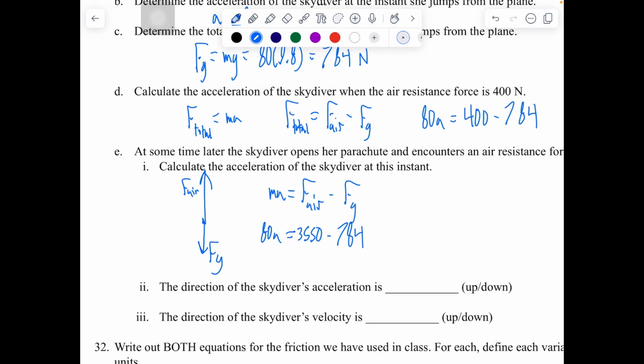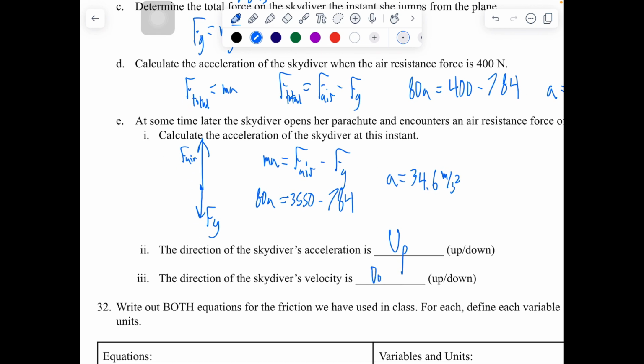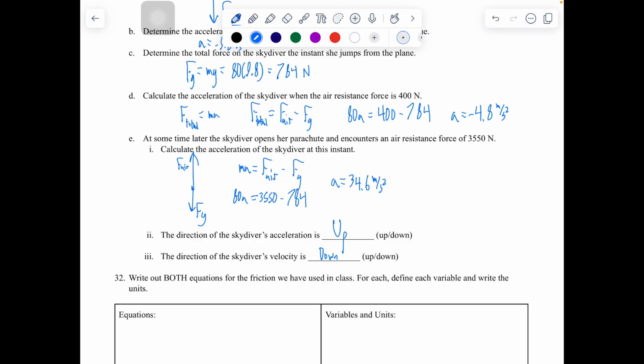If we go through, let me grab my calculator, we find our acceleration is positive 34.6 meters per second squared. So this, of course, means it is up. We got a positive number, and we defined up as positive. Direction of the skydiver's velocity is down, right? They're still moving down even when the parachute is open.